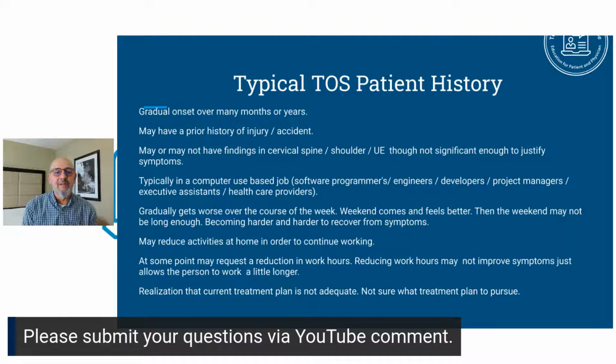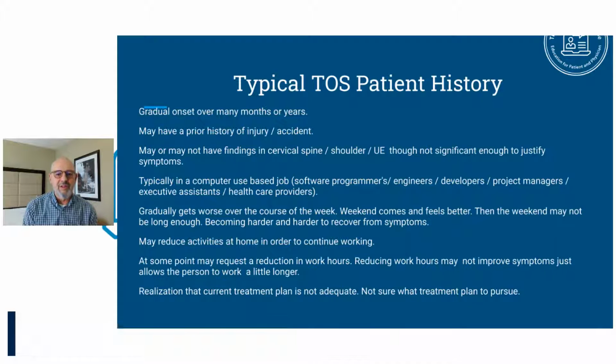They may or may not have had findings, x-rays, MRIs on the cervical spine, the shoulder, or if they do have findings, they're not significant enough to justify their upper extremity symptoms. And we're not talking here about Scott's MRI. We're talking about the standard, hey, I have arm pain. Let's check out the shoulder. Let's check out the neck.